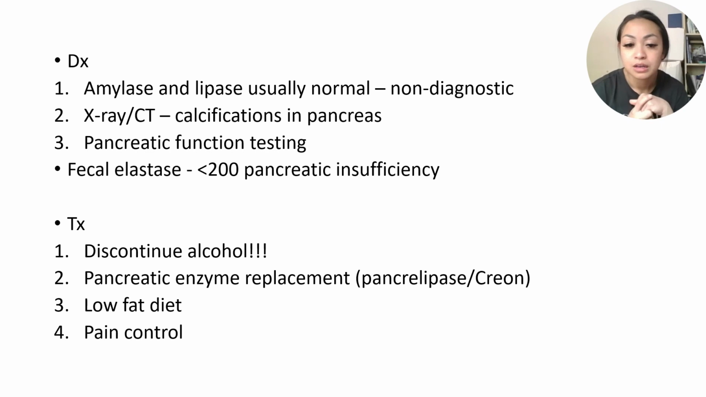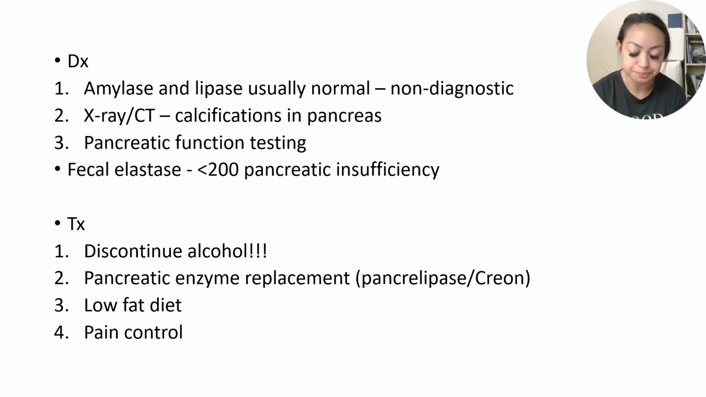or even decreased. X-ray and CT will show us calcification, so pancreatic calcifications, suggesting chronic inflammation, and we can do pancreatic function testing. So to test the function of the pancreas, we can do something called the fecal elastase. So elastase, again, another enzyme that is made by the pancreas, and we measure elastase in fecal matter, so in stools, and typically the normal is 200 to 500. So if it's less than 200, it indicates pancreatic insufficiency. So we can use this to diagnose chronic pancreatitis.